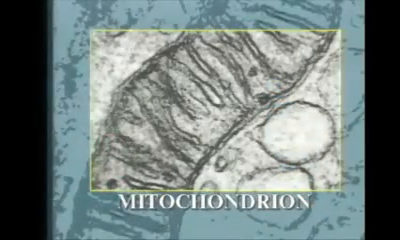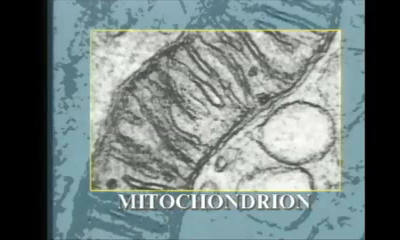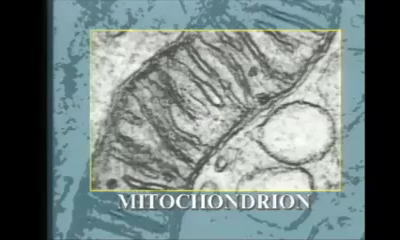Next, the pyruvic acid passes into a minute cellular organelle called a mitochondrion. The many mitochondria embedded in the cytoplasm of each cell may be called the powerhouses of the cell, for it is within these organelles that most of the cell's energy-rich ATP is produced.